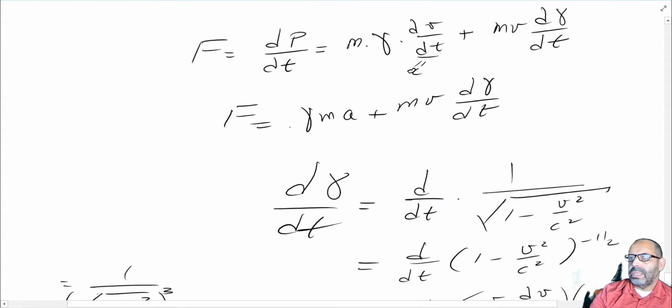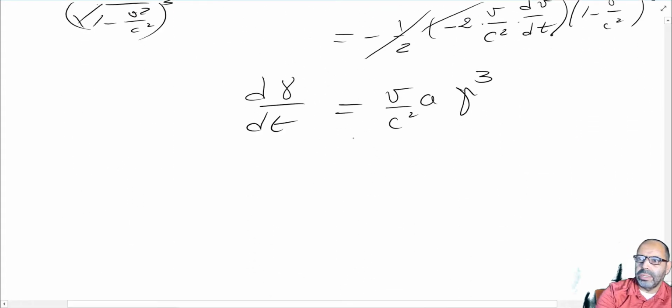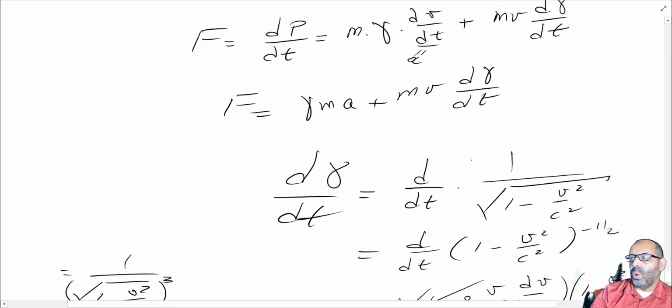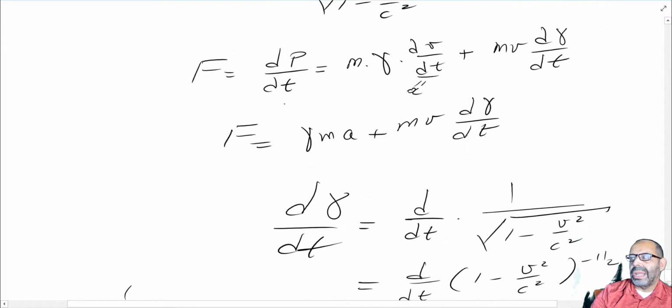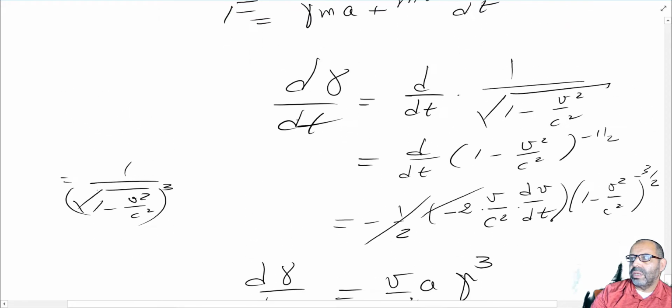So this force then has the first component, which is easy to write. The first term, which is gamma ma, plus the second term also turned out to be proportional to a, and that's good. Okay, that's the whole reason why we're doing one-dimensional analysis. Otherwise, the acceleration will have all kinds of weird stuff in it too.